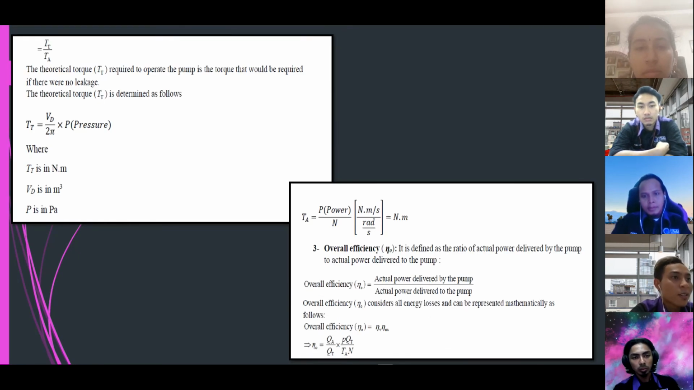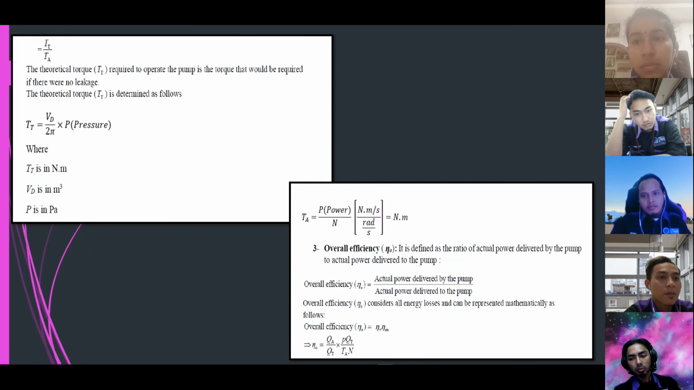The theoretical torque required to operate the pump is the torque that would be required if there were no leakage. The theoretical torque is determined as follows. And lastly, overall efficiency. It is defined as the ratio of actual power delivered by the pump to actual power delivered to the pump. The formula is actual power delivered by the pump over actual power delivered to the pump.